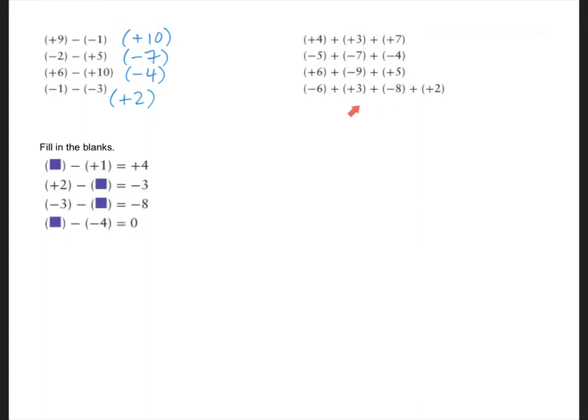Okay, let's take a look at these ones. Now, there's more than one here. Okay, so all you have to do is deal with two at a time, get an answer, and then deal with the third one, or in this case, the fourth one. So just do two at a time, simplifying left to right, and you'll get your answers that way. So try those.